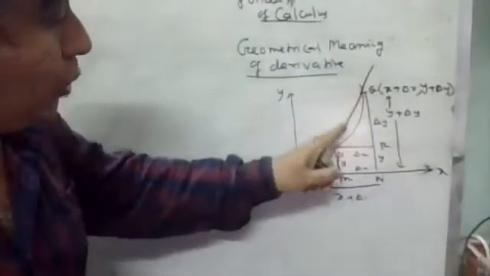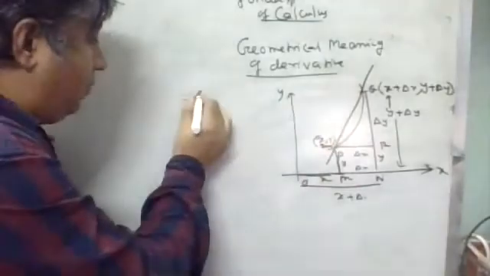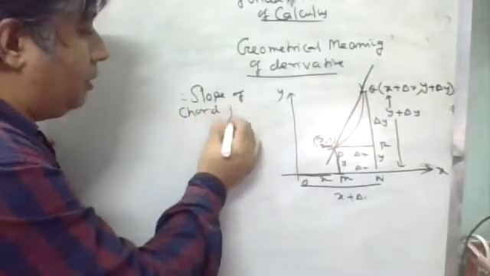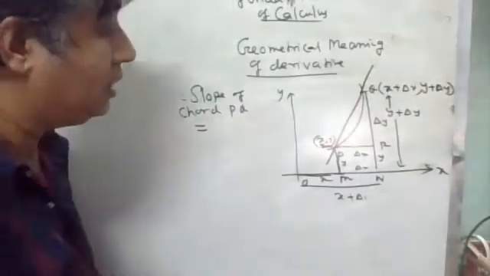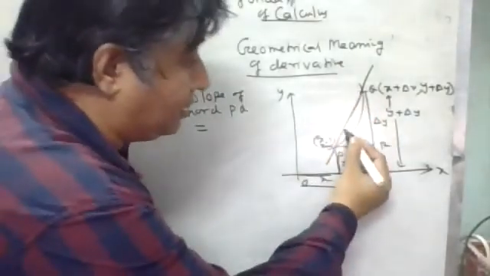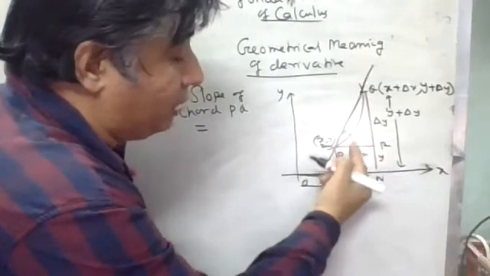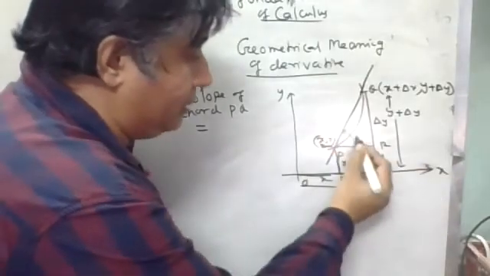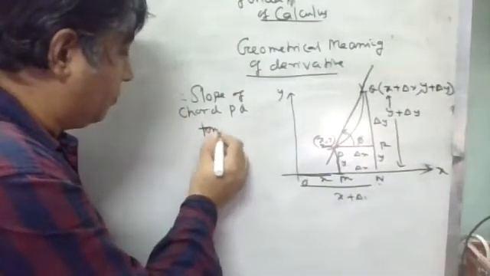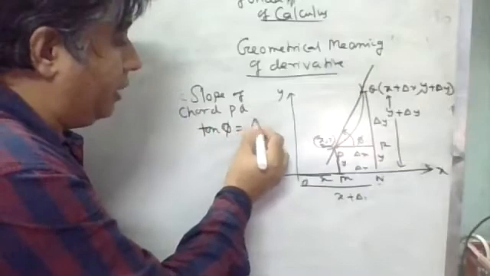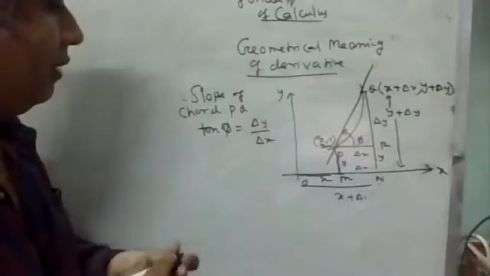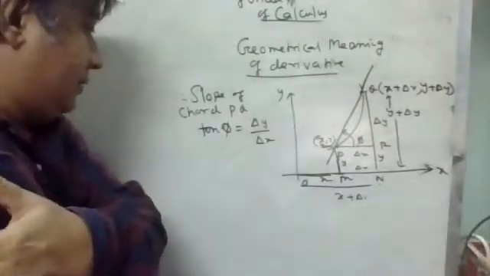Therefore, what is the slope of chord PQ? Let the angle that PQ makes with the positive direction of the x-axis be phi. Tan phi equals delta y by delta x.